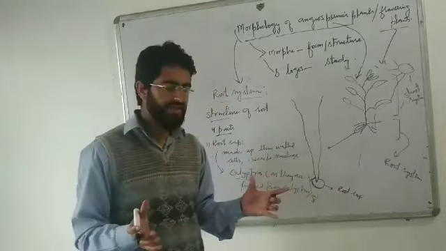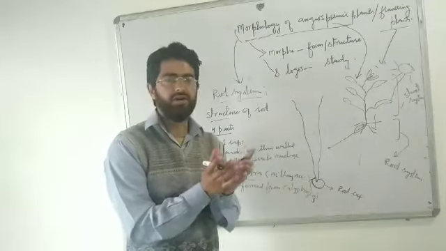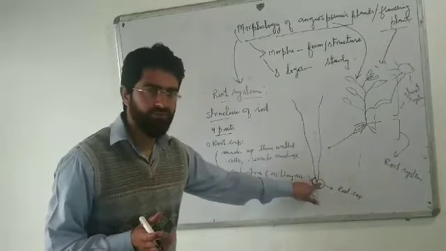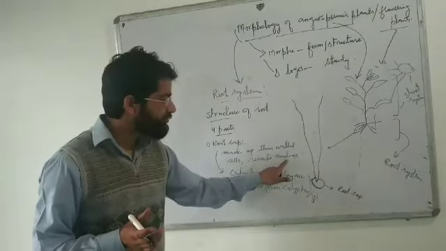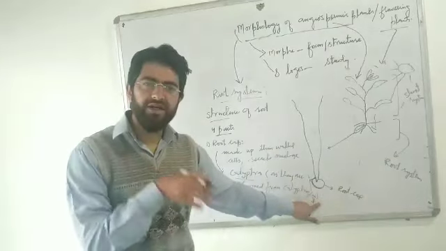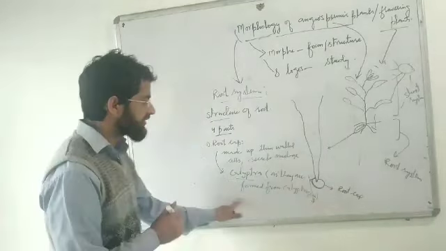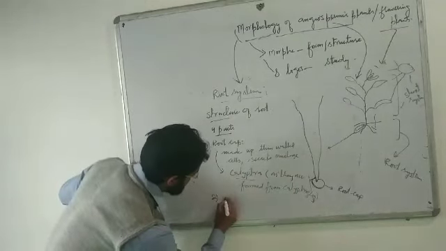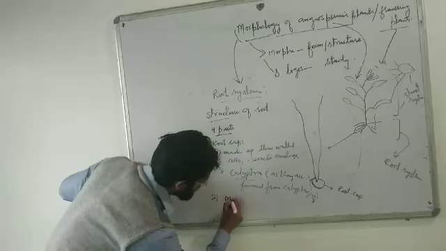Root cap is a mass of cells covering the root apex or growing point of root. This mass of cells protect this growing point of root as they secrete mucilage, and this mucilage helps this root to penetrate into the soil, right? It is also known as calyptrogen. And second part is known as meristematic zone.